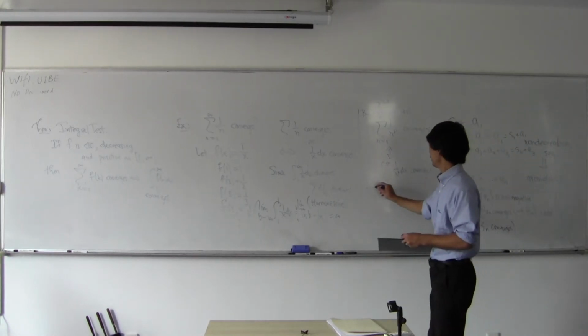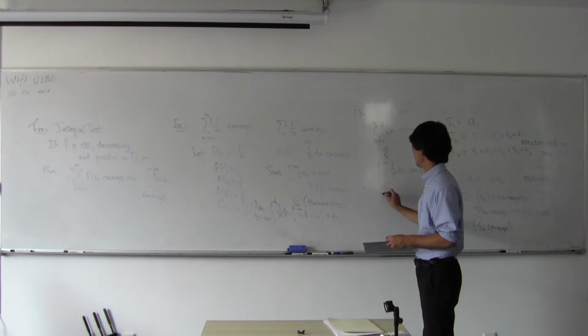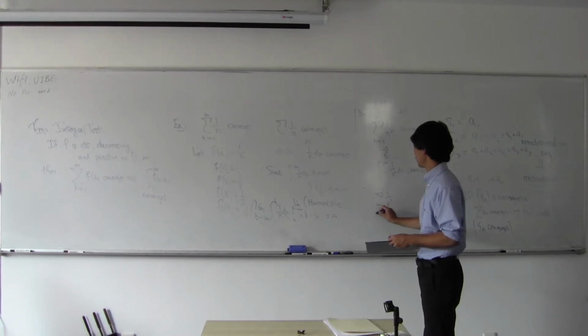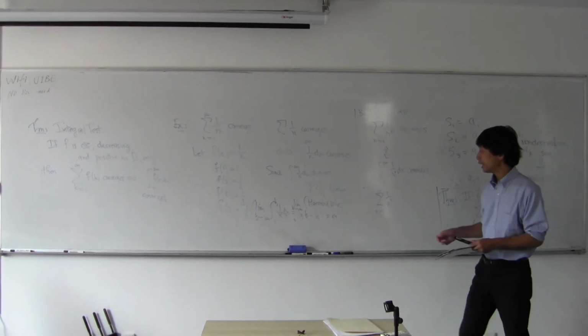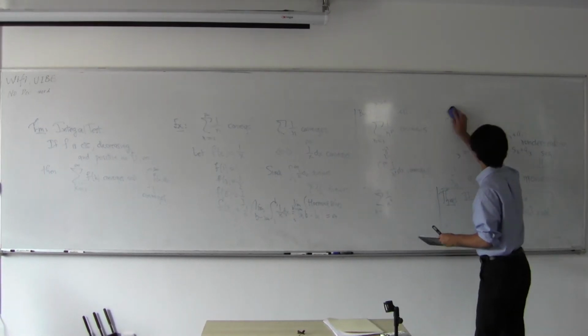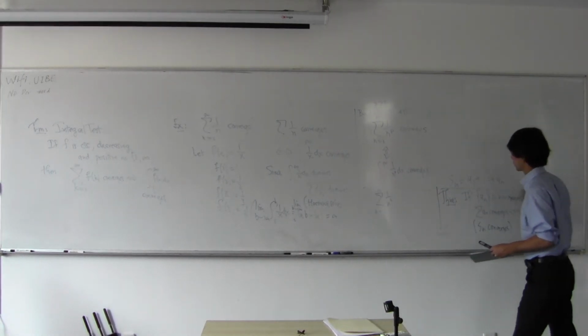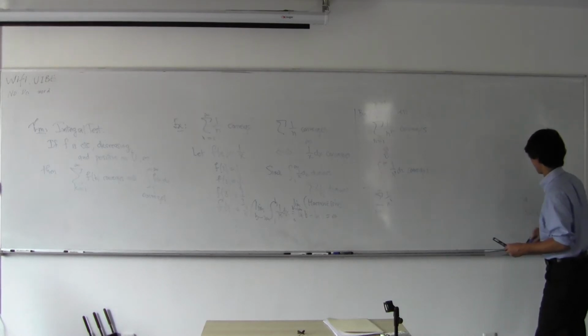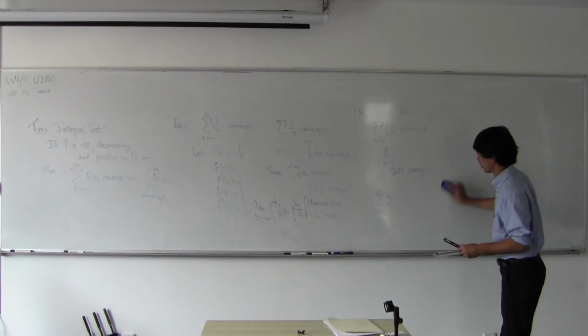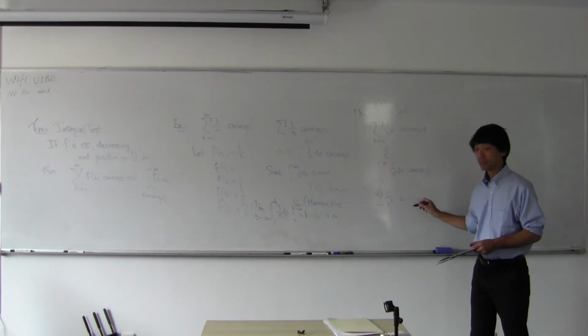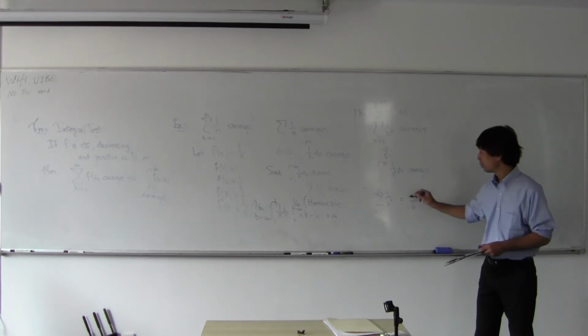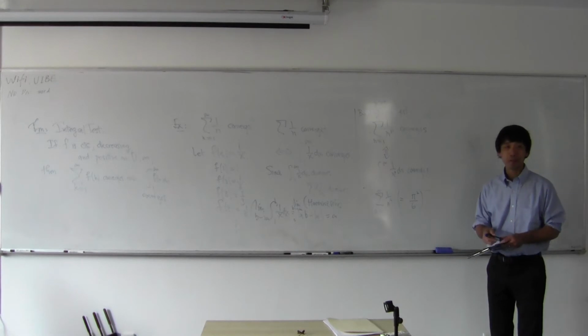So that tells you, for example, that if I look at 1 over n squared from n equals 1 to infinity, then that actually converges. 1 over n diverges, but 1 over n squared converges. In fact, it's a very interesting fact that this converges to a number, pi squared over 6. But we can't show that in this course.